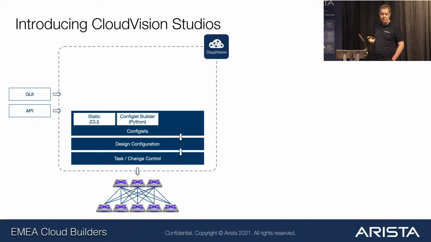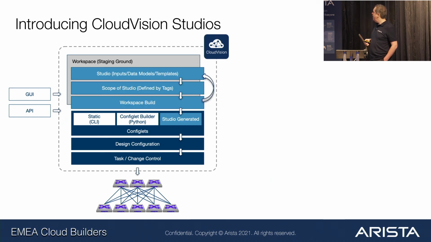We have the configlets, so either static, so this is static EOS syntax, or we also have the configlet builder method of getting configlets generated. These flow down into what we call a design config. Every device in the network that's managed through CloudVision has what we call a design config, and that's a merge of all of the assigned configlets. Once that's generated for the device, it flows down into our task and change control system, and that's where we actually push it out to the devices using the API. And this can all be driven either through the web interface or via API. We have customers doing both of those, or a combination.